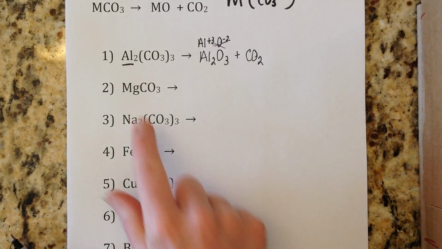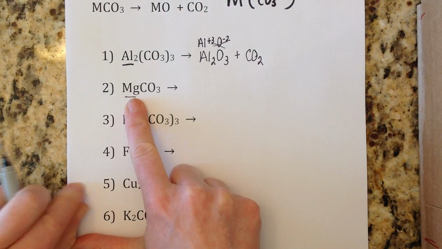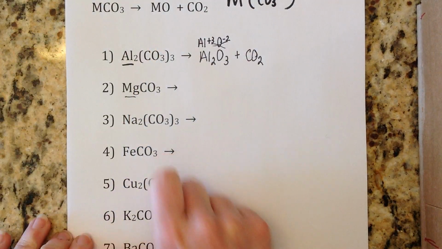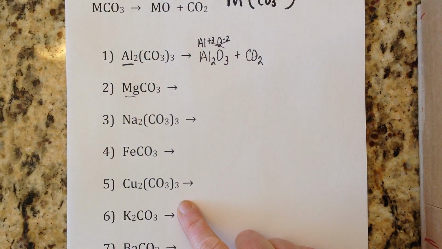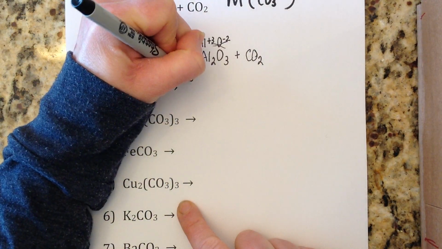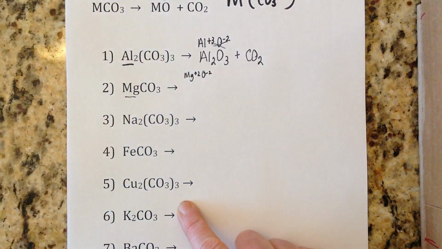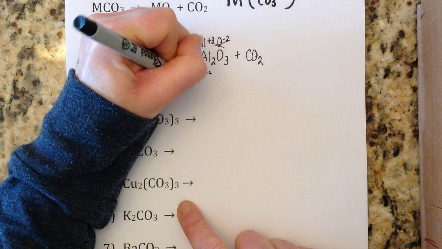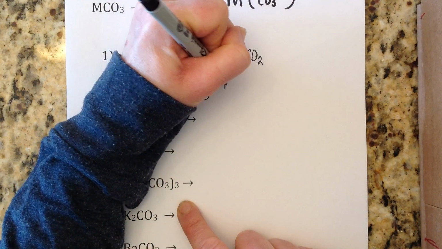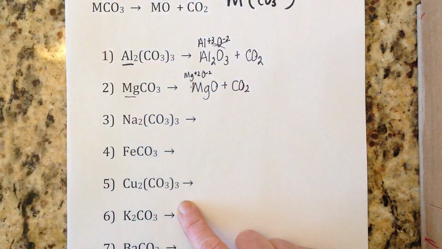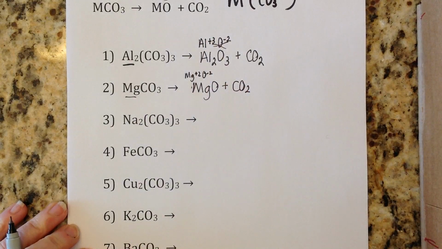We have magnesium carbonate. Here's my metal. So I'm going to crisscross that metal with oxygen, just like the rule tells me to do. So you get these together by crisscross, okay? So magnesium is a +2. Oxygen is a -2. The 2's actually cancel out, so you get MgO, magnesium oxide, plus carbon dioxide. Again, you add that because the rule simply tells you to do it that way.